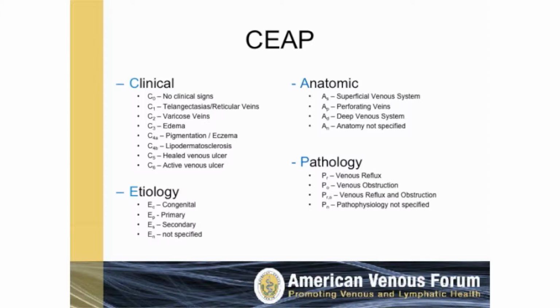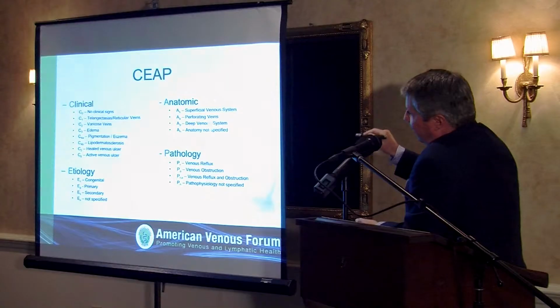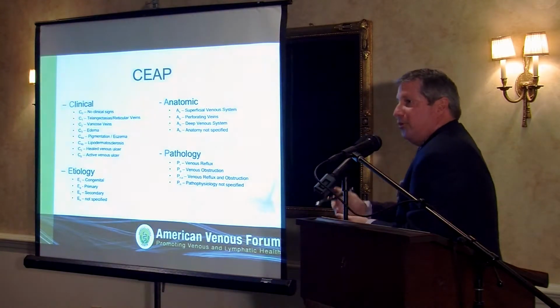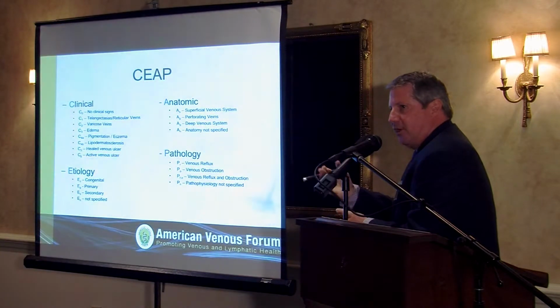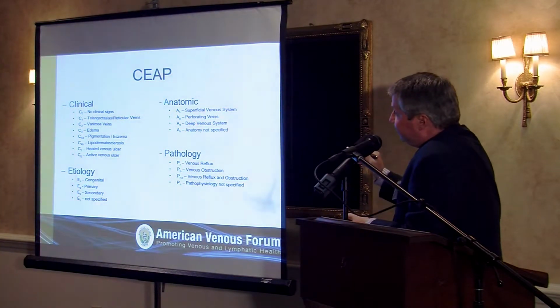C4a is pigmentation or eczema, and I'll show you examples of these. C4b is lipodermatosclerosis. And then you go from 4 to 6. You get an active ulcer, an open ulcer in the leg, and once that heals, you go back to 5. So you can't get to 5 unless you get to 6. And then there are other things that we use, and those are mainly to talk about patients in studies and research projects. Next.